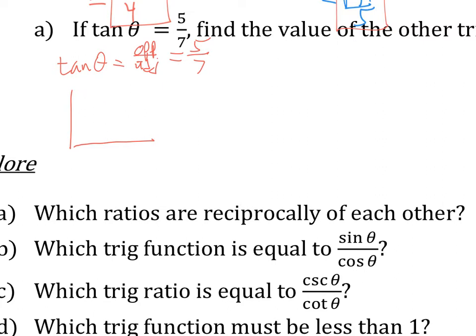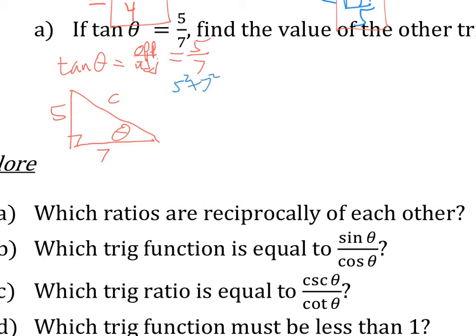Let's get a little straighter line there. And so if this is theta, the opposite leg, we're saying, the opposite leg is 5. So this guy over here is 5. The adjacent is 7. And I don't know what the hypotenuse is, but I bet we can figure it out. And we're going to want to do that. So let's go ahead and figure that out.